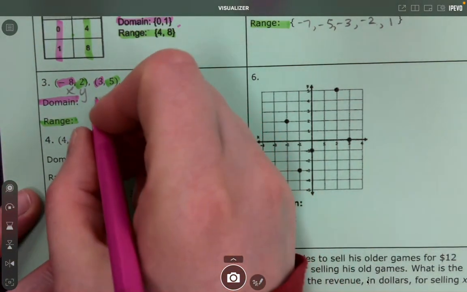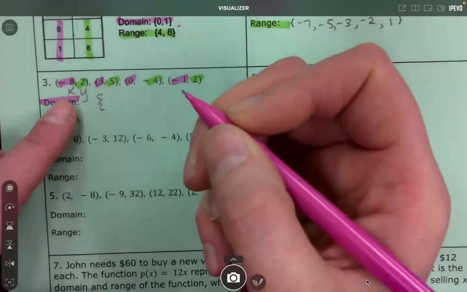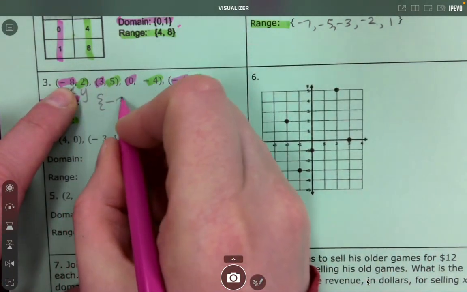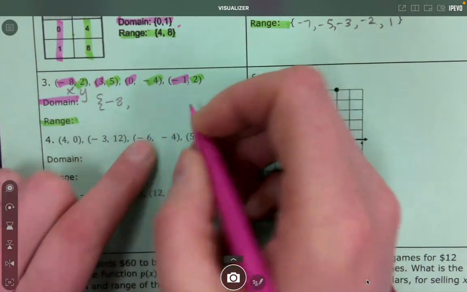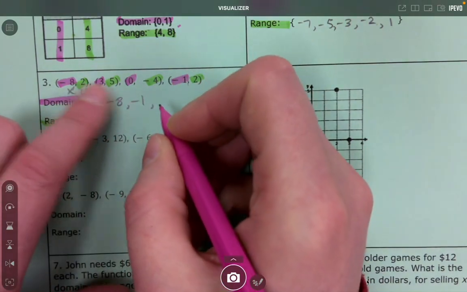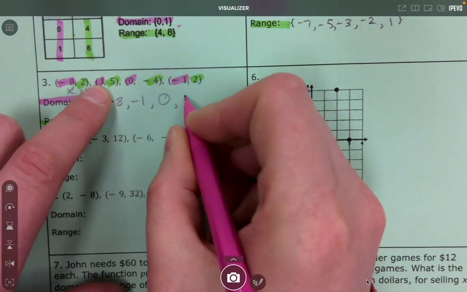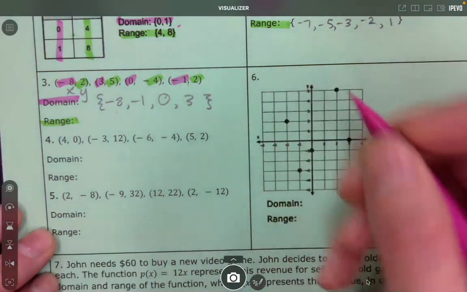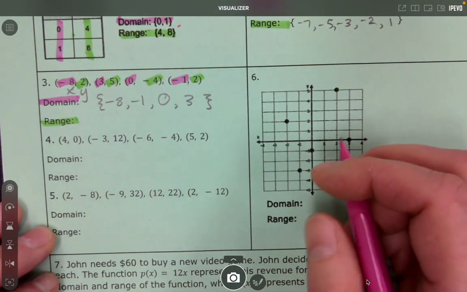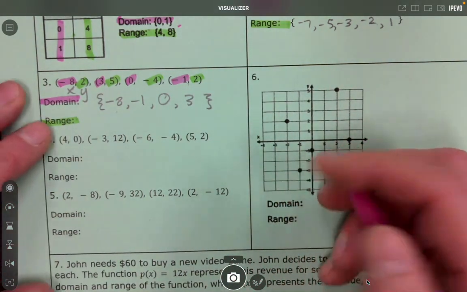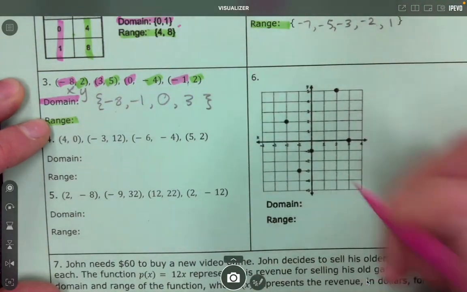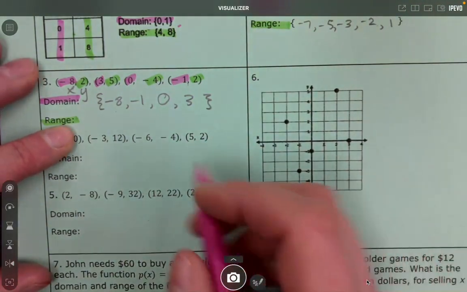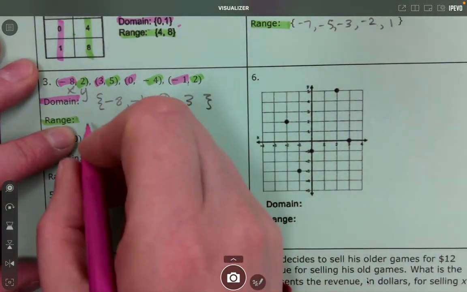So if I'm listing them in order for the pink ones, let's see, -8 is the smallest, and then -1, and then 0, and then 3. So again, we're just identifying our domain right now, just from ordered pairs, tables, graphs. That's our goal today. For range, let's see, I only have one negative.